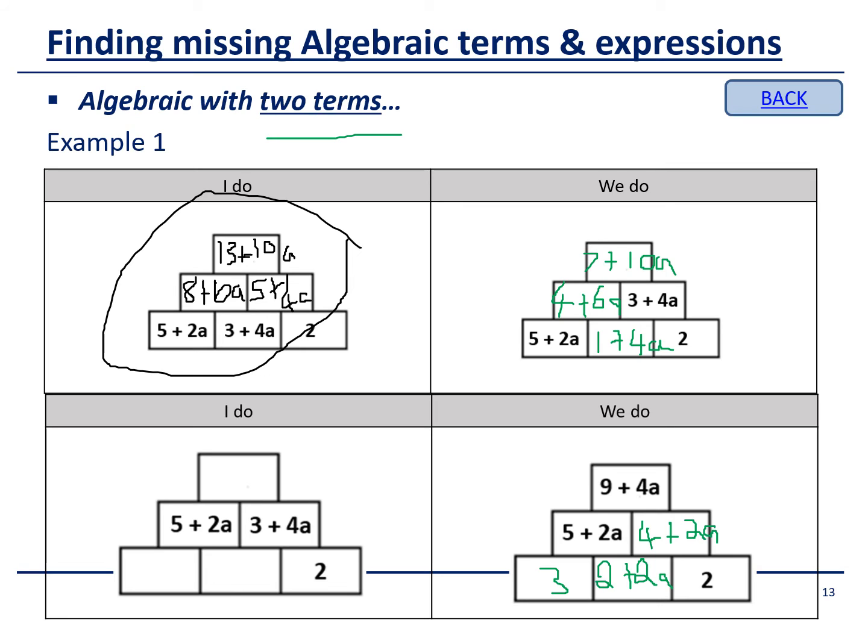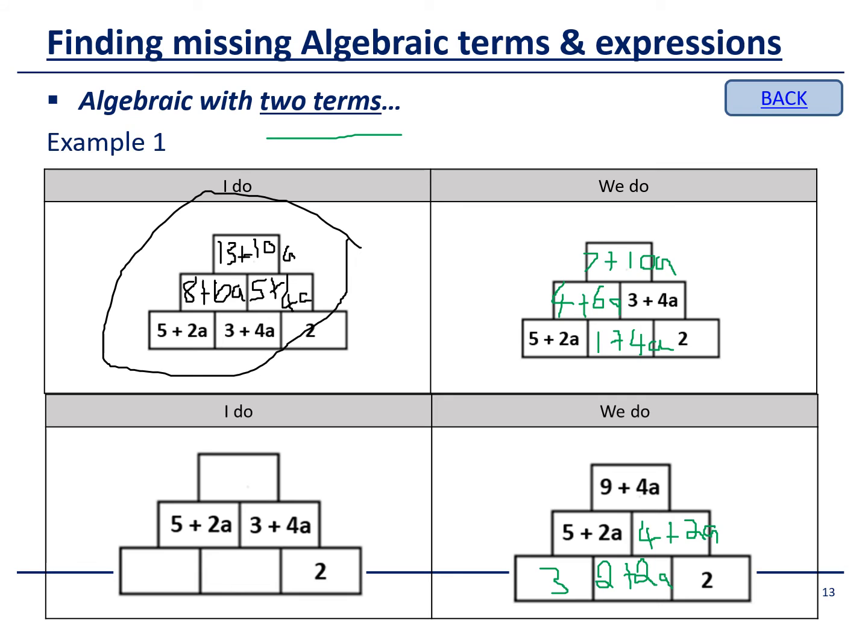Okay, so for the first we do, finding a good starting point. Work from the bottom maybe upwards. So 1 plus 4a in the bottom, middle left 4 plus 6a, and then adding those two middles together to give you 7 plus 10a at the top.